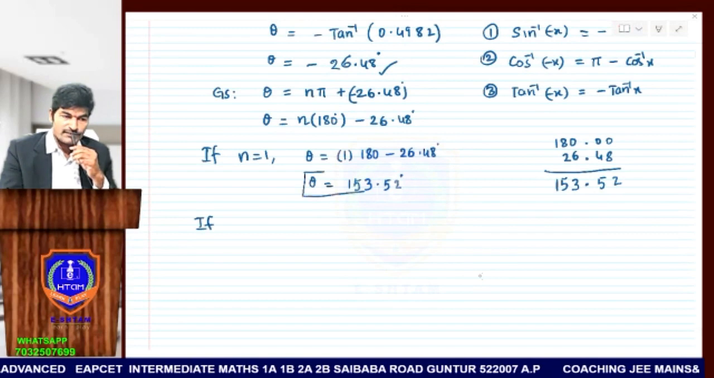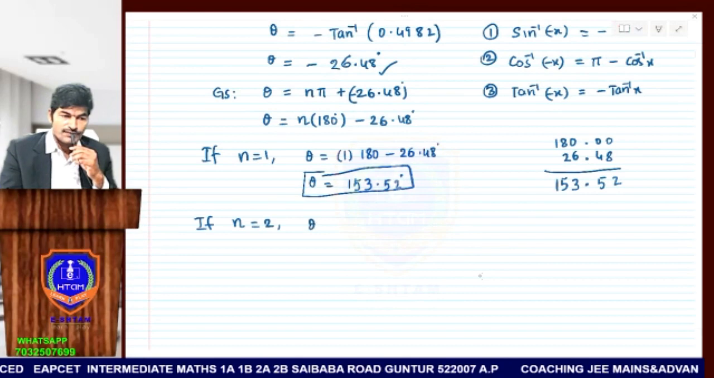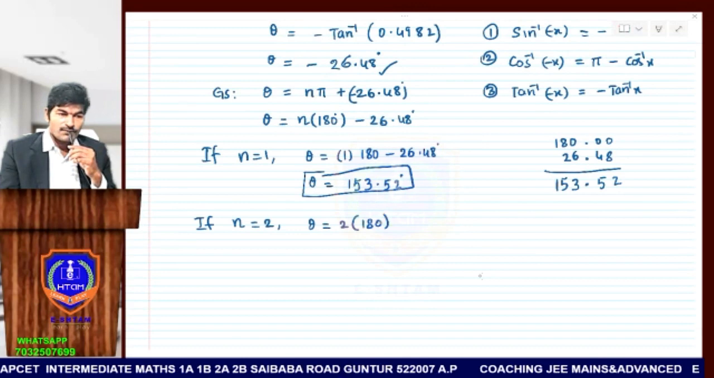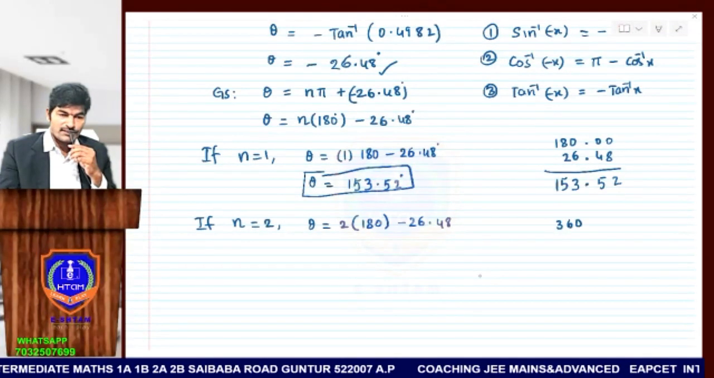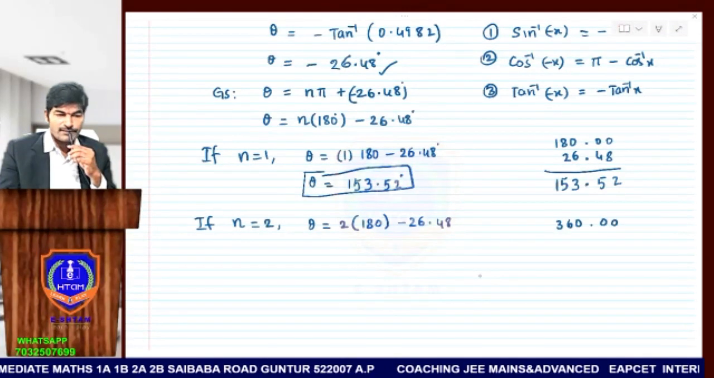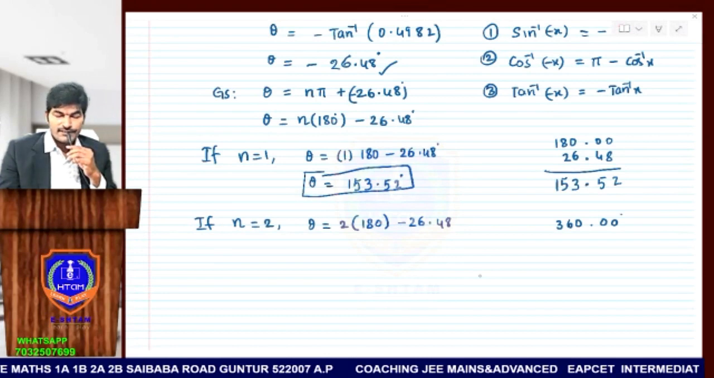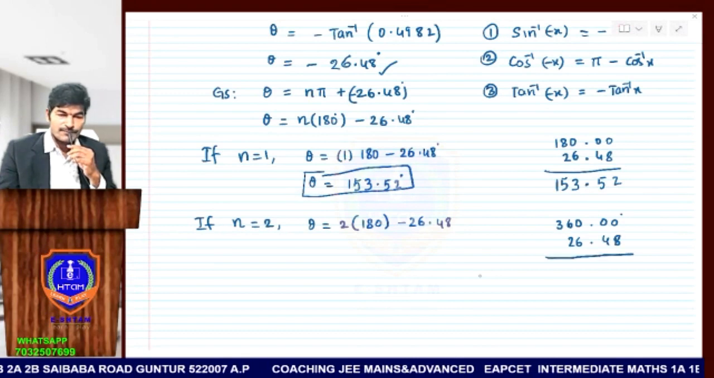This is one of the answers. If n is equal to 2, then theta equals 2 into 180 minus 26.48. 2 into 180, you know that it is 360 degrees. Because decimal values are there and we have to subtract, that's why I am taking 360 degrees as 360.00 degrees and 26.48 degrees. And we have to do subtraction.